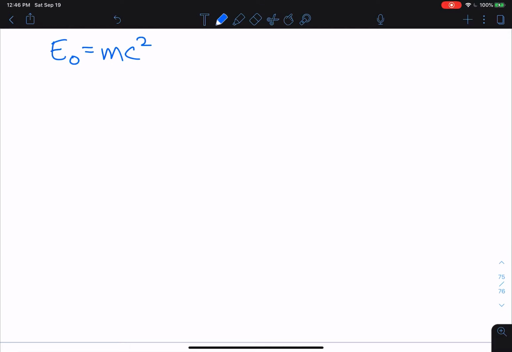E naught equals mc squared. This is probably the most famous physics equation that is known. It's more commonly said E equals mc squared, but E naught is what we refer to as the rest mass energy. And what this formula is telling us is that mass is just a form of energy, a very special form of energy.